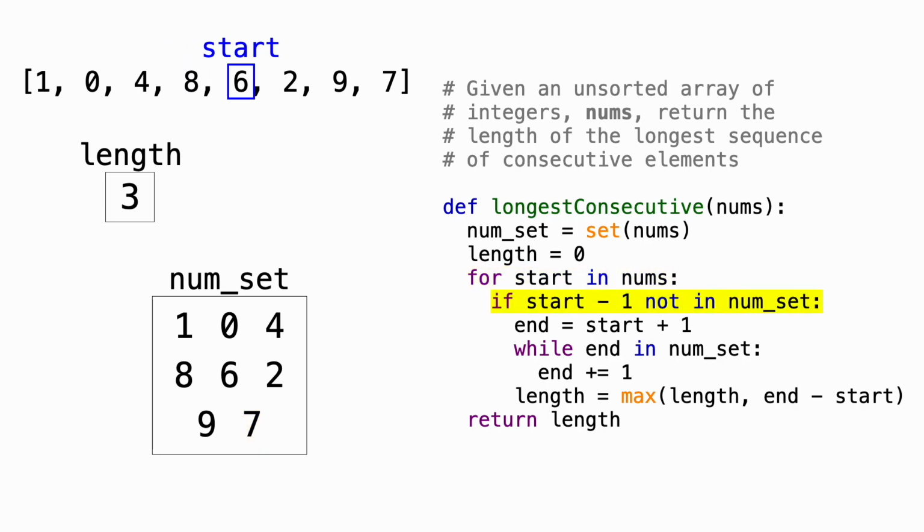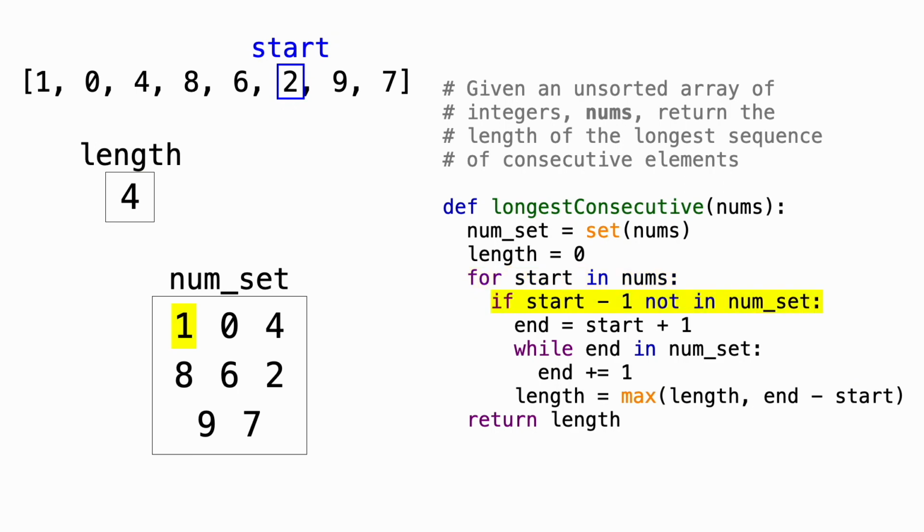Next, 6 minus 1 is 5, and 5 is not in the set, so we found the start of another sequence. End will be 7, and we see that 7 is in the set. So let's bump that up to 8, which is again in the set. So now let's try 9, which is also there. But now when we try 10, 10 is not in the set, so let's see how long that sequence was. End minus start is 10 minus 6, which is 4, which beats our current length, so let's update length to be 4.